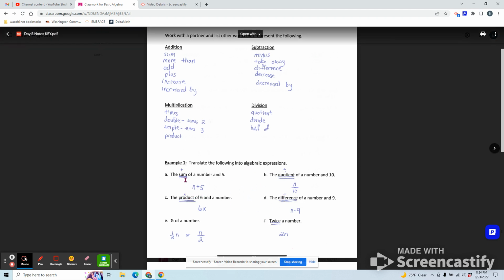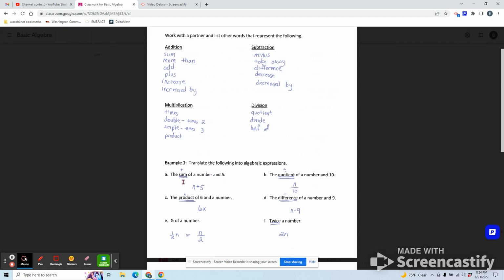So the sum of a number and 5. The sum means we're going to add. I don't know what the number is, so just pick a variable. In this case, I chose the letter n to represent my unknown number. So n plus 5, the sum of a number and 5.